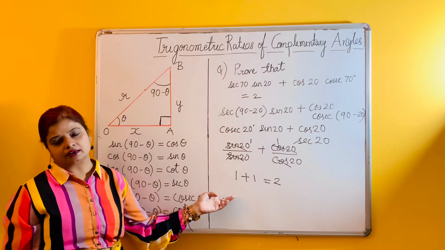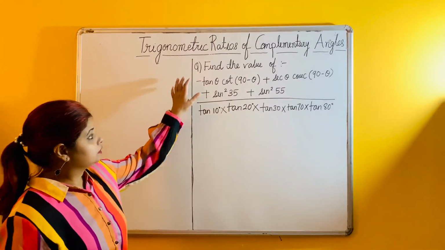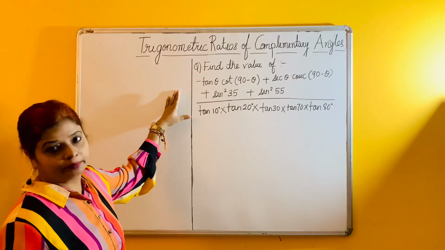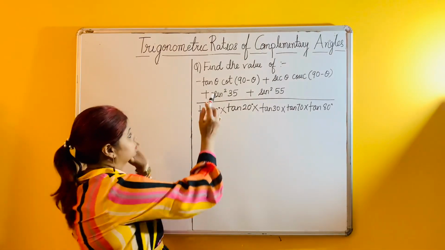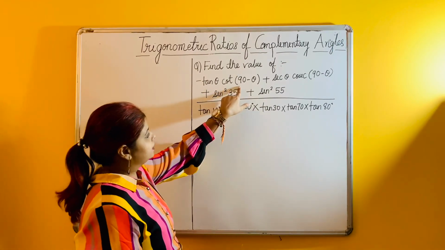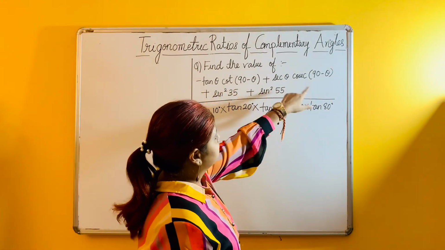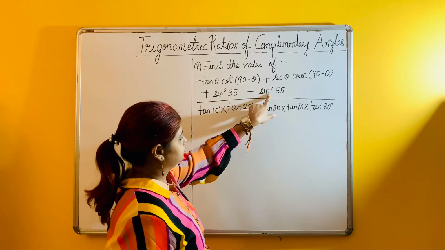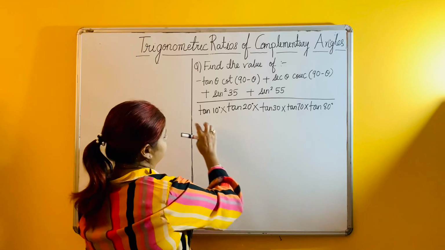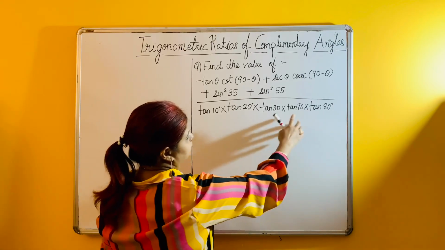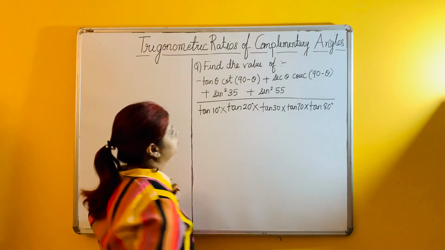So, let's take another problem. So, we are here with another question. We have to find the value of this big expression. Looks really big, but then believe me, it's not. So, it is minus tan theta cot 90 minus theta plus sec theta cosec 90 minus theta plus sin square 35 plus sin square 55 divided by tan of 10 degree, tan of 20, tan of 30, tan of 70 and tan of 80.